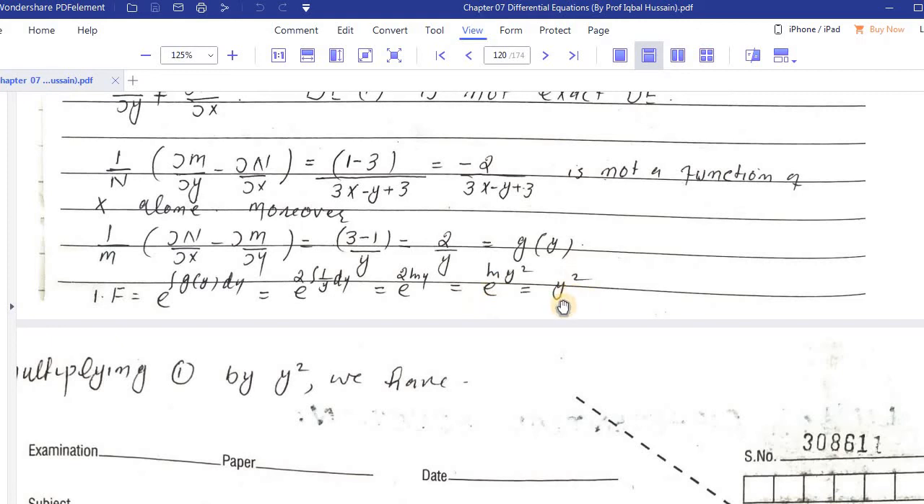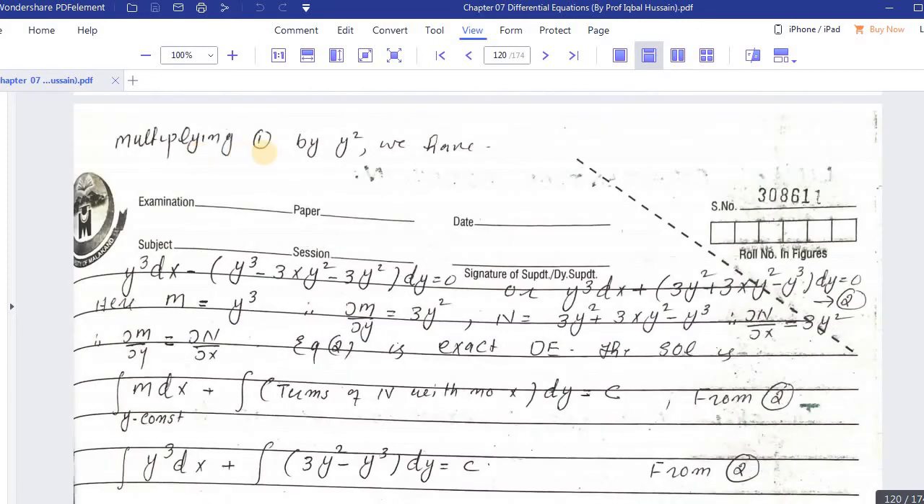We will multiply the non-exact differential equation 1 by this integrating factor, y square. So here we see the multiplication. We have multiplied equation number 1 by y square, and this is the result of multiplication. Now we further simplify this differential equation. This is M dx plus N dy is equal to 0.